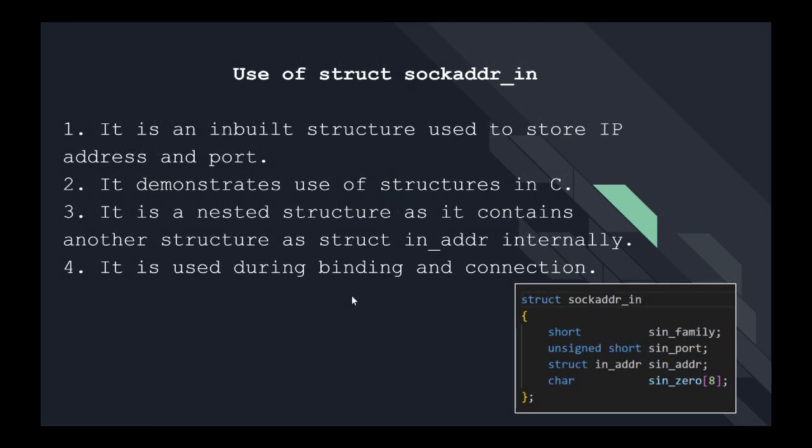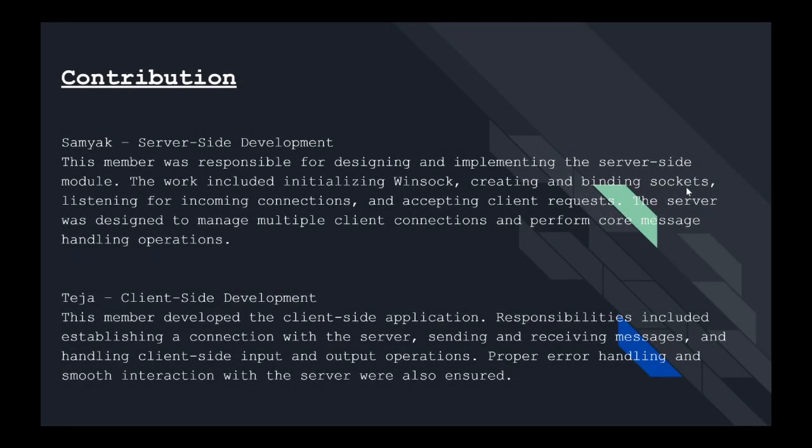Another important part of socket programming is the sockaddr_in structure. It stores the address family, port number, and the IP address used by both server and client. It plays a key role in the connect and bind operations. Its size is 16 bytes. Now let's move on to how we divided the work among our members.